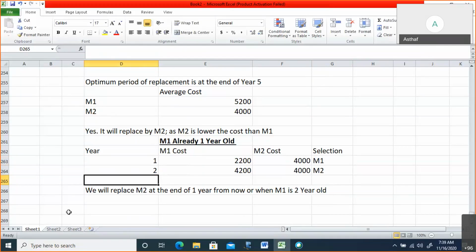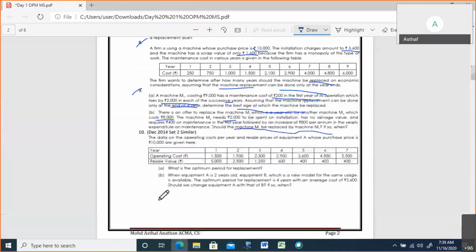So now for your better clarity, one similar previous year question we will do. Please find the year of replacement by yourself. So your confidence will boost. So come on.